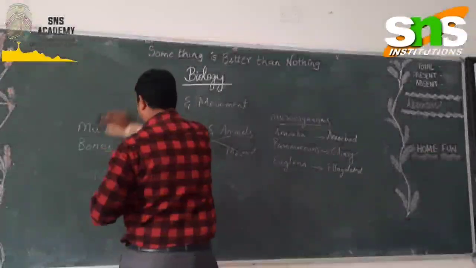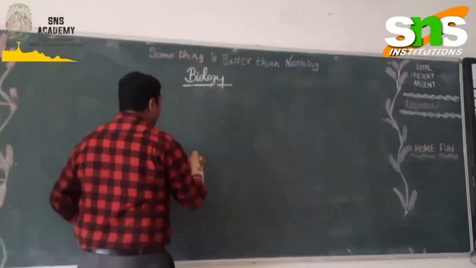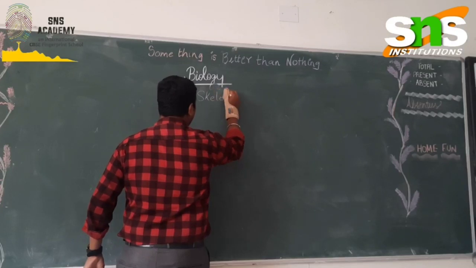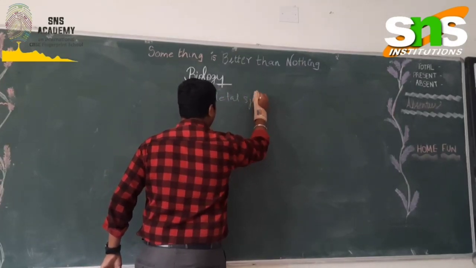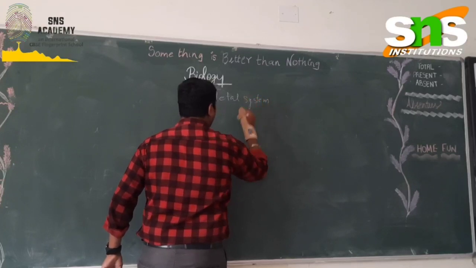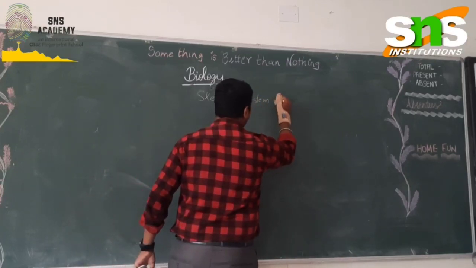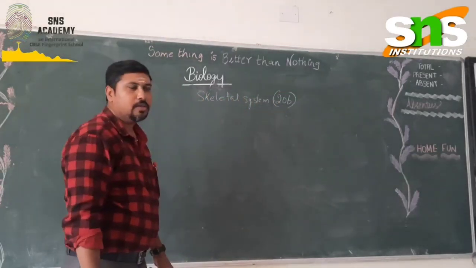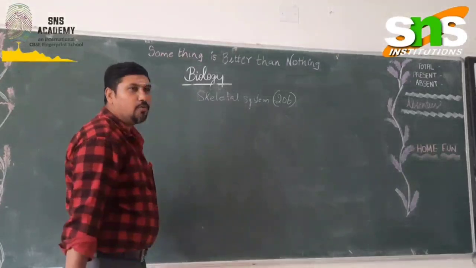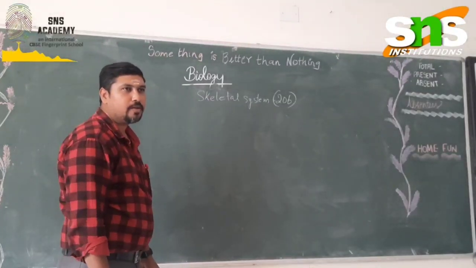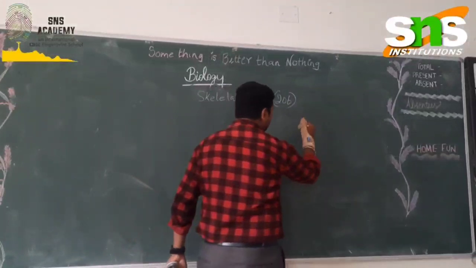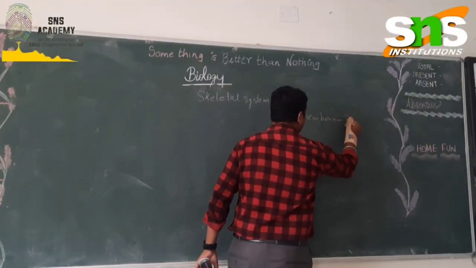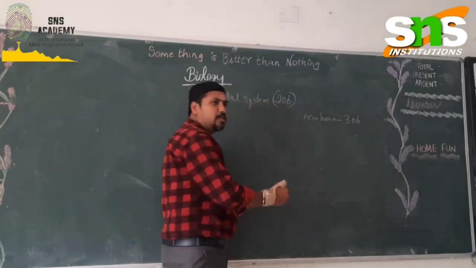And how many bones are there in the body? 206. The skeletal system comprises 206 bones. So what is the number of bones present in a newborn baby? 306. In a newborn it is 306. Why is there a transformation?